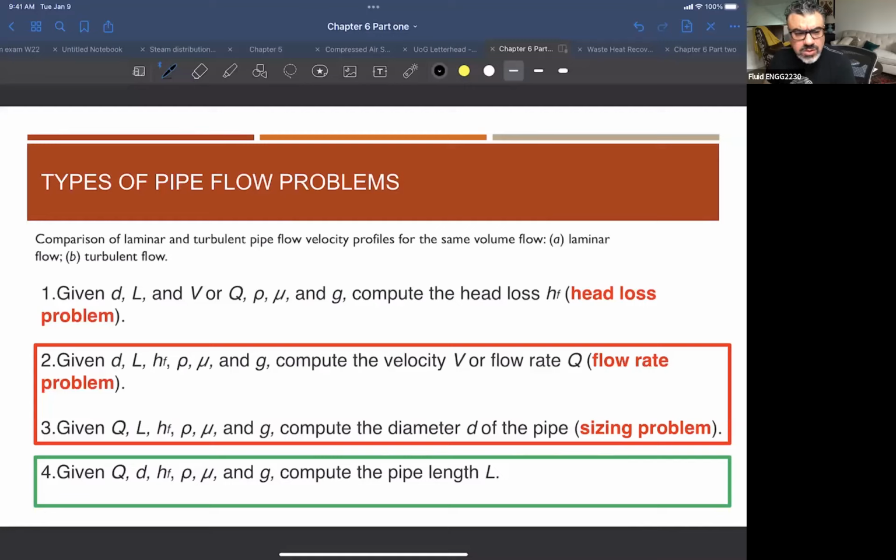The only difference between these two is, as you've seen in the first example that we solved last time, it is straightforward because we have the diameter, so we can find Reynolds number and determine if the flow is laminar or turbulent from the beginning. It becomes a straightforward problem that we go over step by step. Now let's look at a different kind of problem where the diameter is not given, which means that in this case, we're going to have some challenge finding these friction factors.